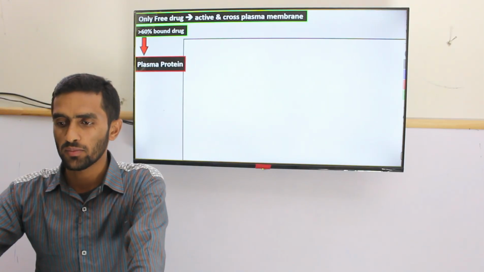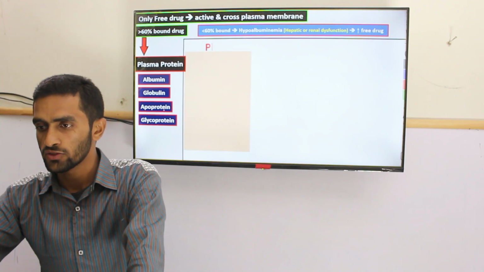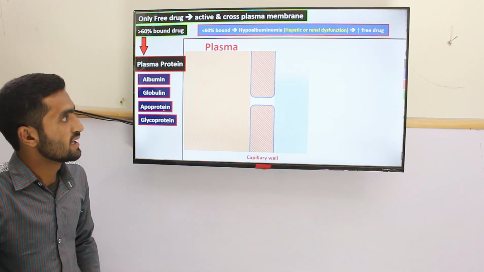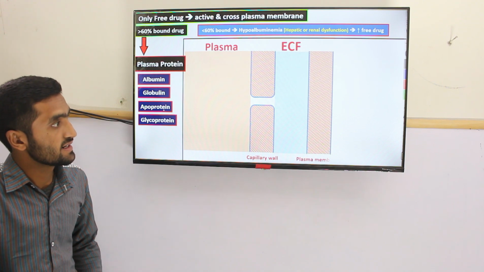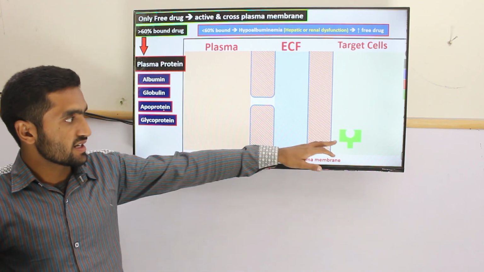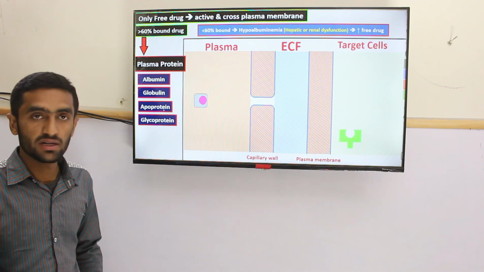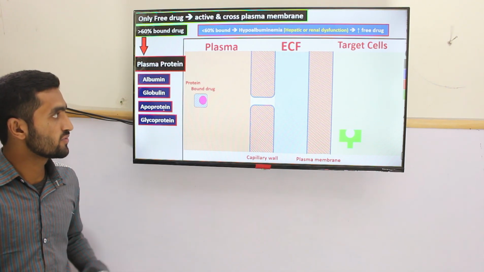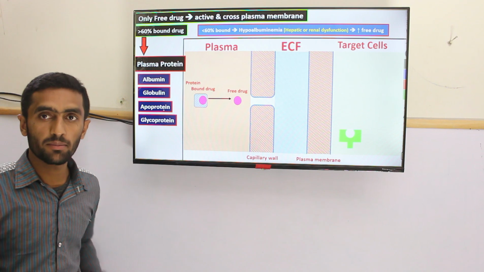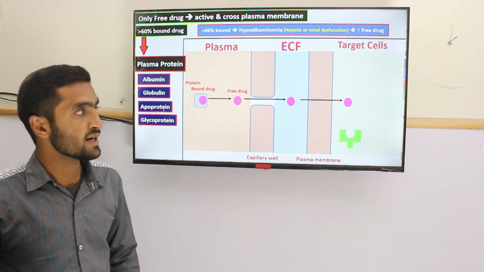Now let's see how plasma protein binding is happening: albumin, globulin, apoprotein, glycoprotein. Here is your plasma, here is the capillary wall, this is your ECF, and here is your target cell. In the target cell you can see the receptor. In the plasma, for example, here is your drug and plasma protein. This is bound in the first step, then they come to free form. In this way they come out of the capillary wall, come into the ECF, then cross the plasma membrane and enter into the target cell.